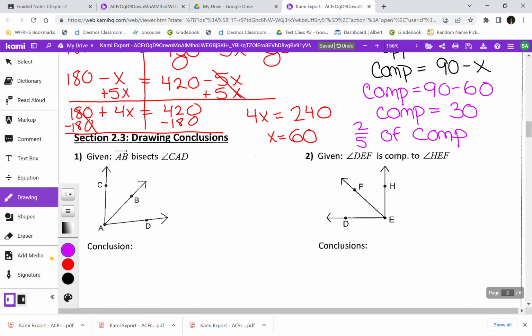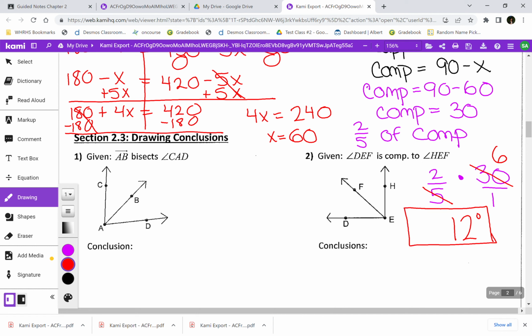So to find 2/5 of the complement, guess what I have to do? 2/5 of. What does the word "of" translate into in math? What operation? Multiplication. So it's 2/5 times, what was the complement? 30. So it's 2/5 times 30. Since I'm multiplying fractions, what am I allowed to do? Cross simplify. 5 goes into 30 6 times. So what am I left with? 2 times 6, which is 12 degrees. 2/5 the complement is 12 degrees.